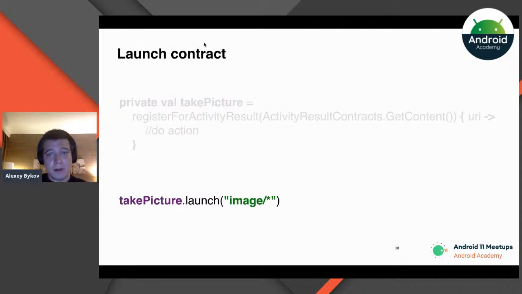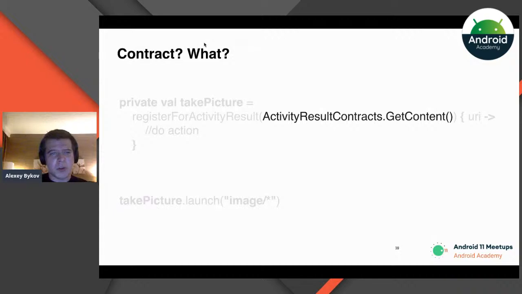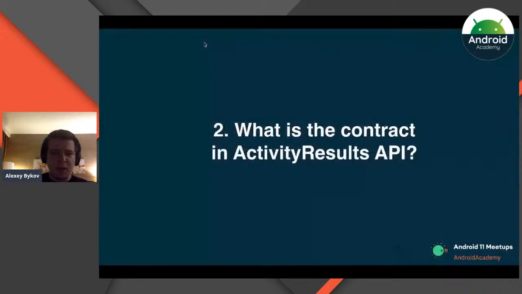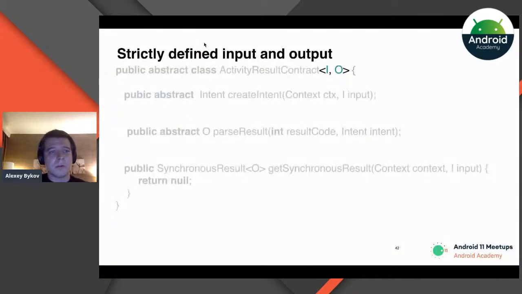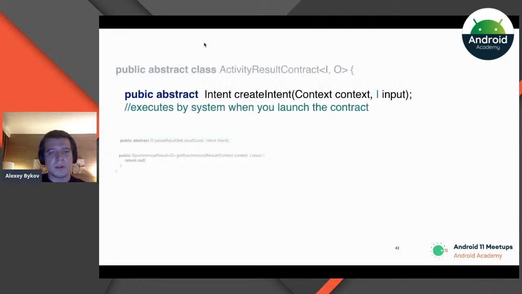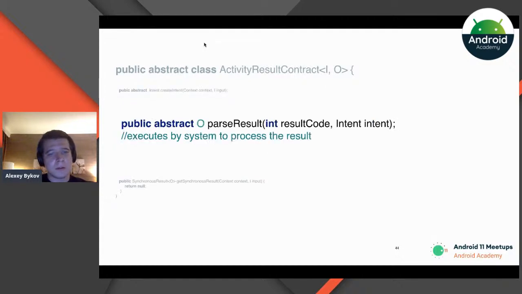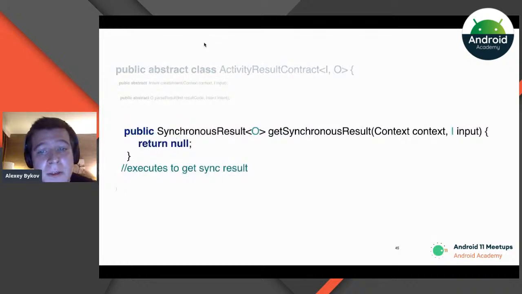And actually, that's it. But here you might have a question. Contract, what is it? Actually, a contract is just an abstract class. If you look inside, we may notice that it has strictly defined input and output, which means that as developers, we for sure know which data should be passed and which result we should get. There are also three additional methods. The first one, createIntent, is executed by the system when our contract is launched. ParseResult is executed by the system to process the result and get a synchronous result.